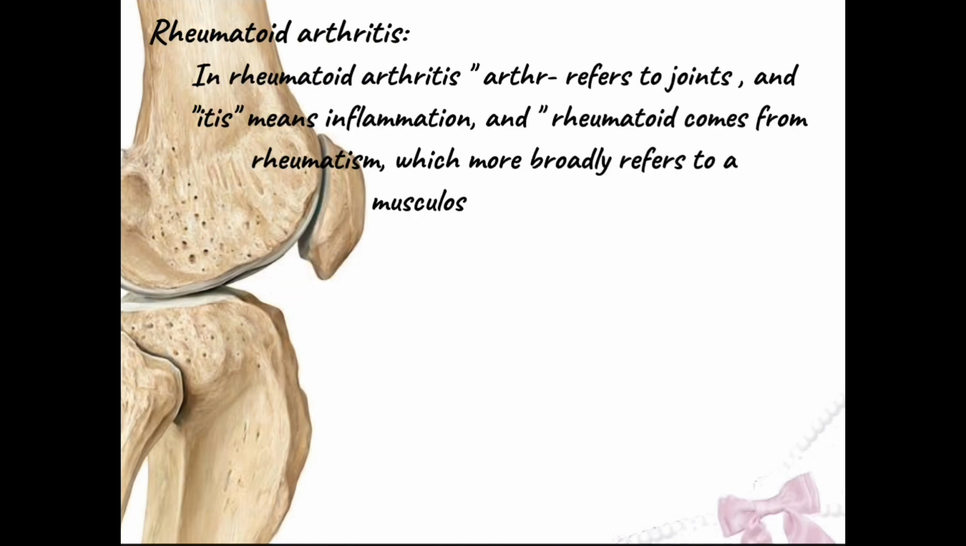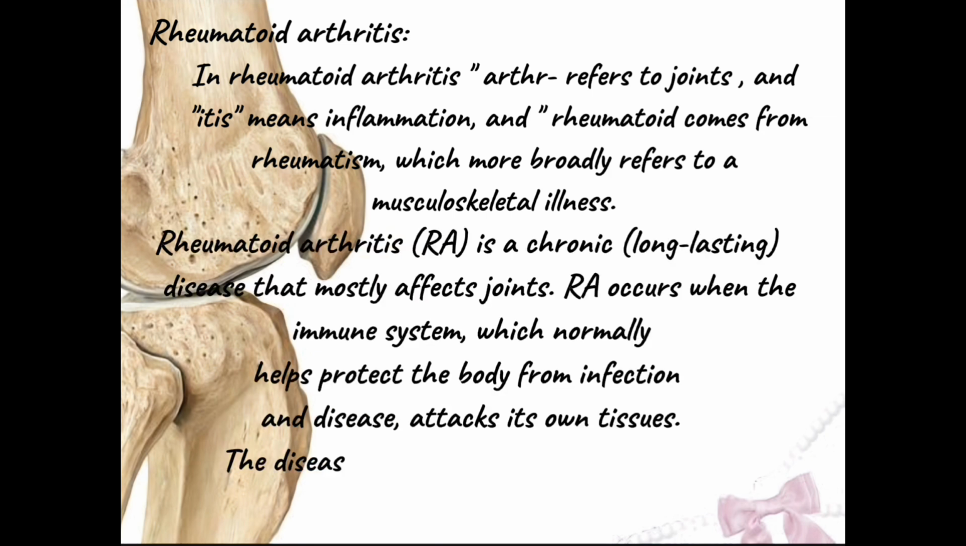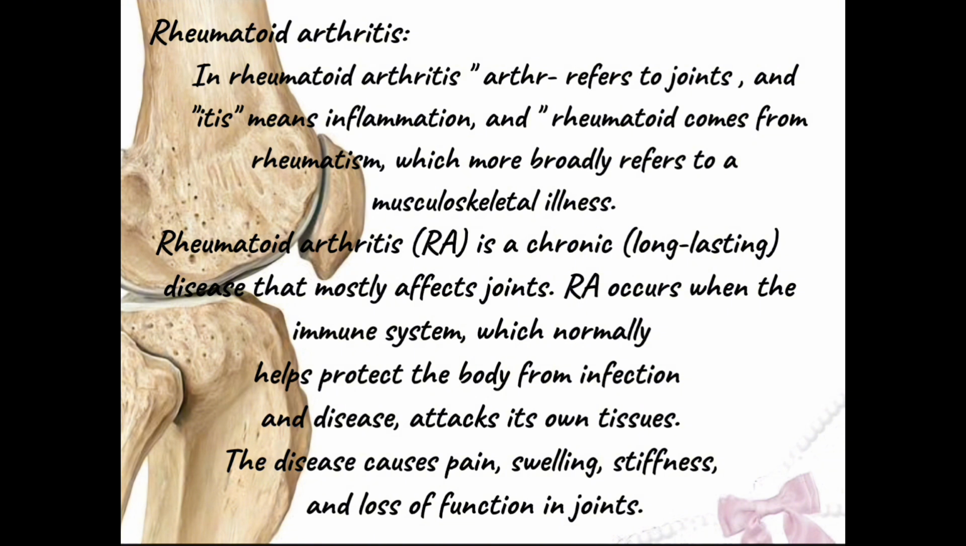In rheumatoid arthritis, arth refers to joints and itis means inflammation. And rheumatoid comes from rheumatism, which more broadly refers to musculoskeletal illness. Rheumatoid arthritis is a chronic, long-lasting disease that mostly affects joints. It occurs when the immune system, which normally helps protect the body from infection and disease, attacks its own tissues. The disease causes pain, swelling, stiffness, and loss of function in joints.